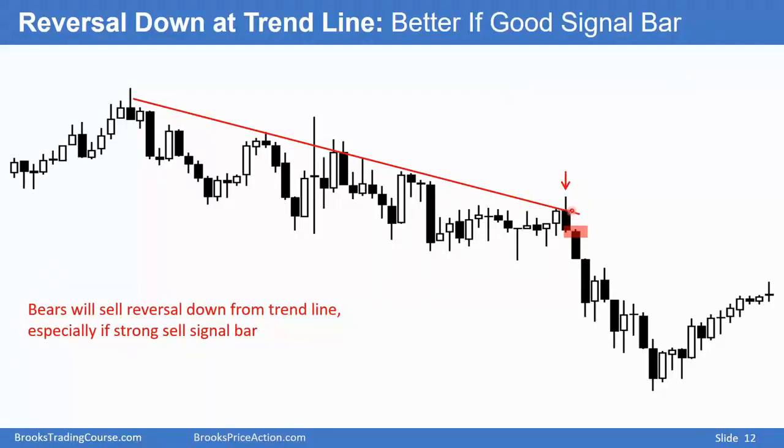Bears will also sell reversals down from the trend line. They have a good-looking bear bar closing on its low, reversing down from a best fit trend line. They'll sell on the stop just below the low of that bar, and they'll get filled right here.